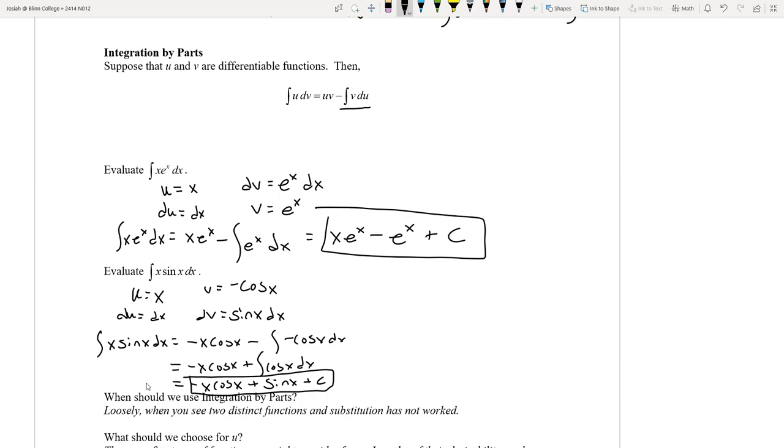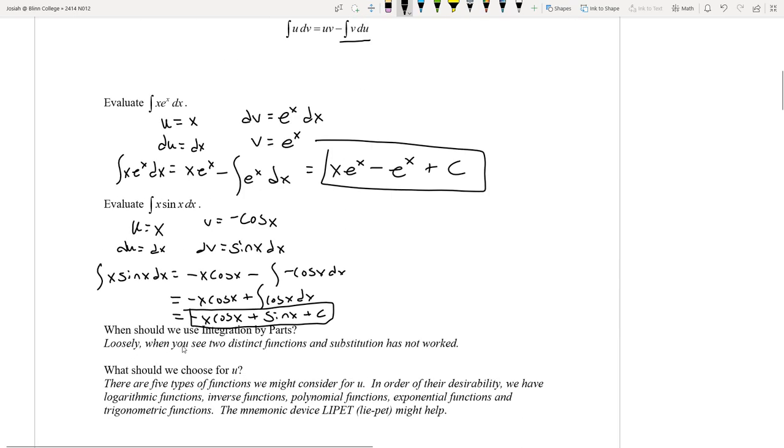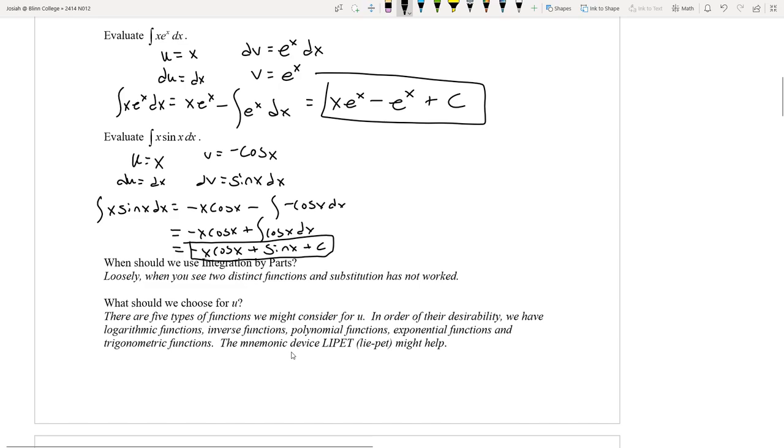So when should we use integration by parts? Loosely, when you see two distinct functions and substitution has not worked. When you see two distinct functions really multiplied together. All right, so what should we choose for u? As I said, we should choose a u whose derivative is simplest. How do we kind of order that?